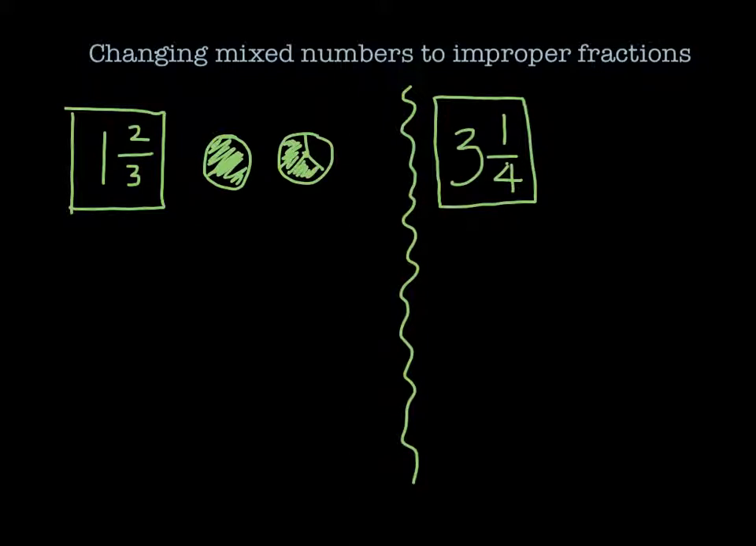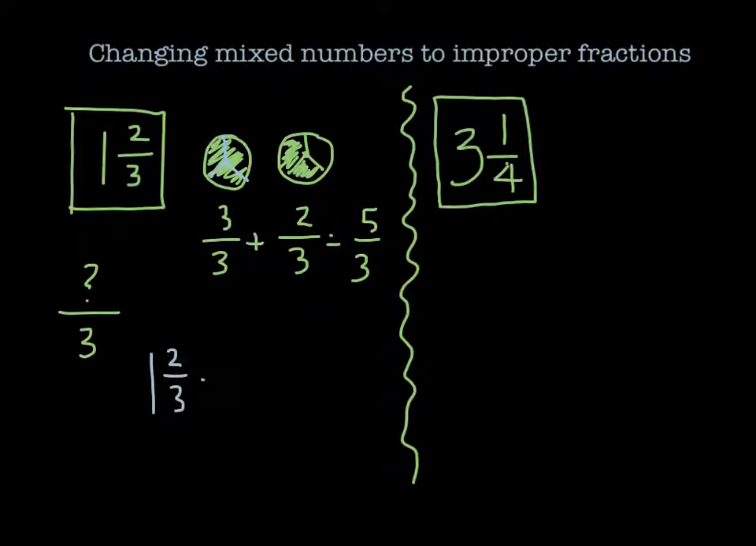The question we want is, how many thirds is that? If we look at our whole, we notice that there are 3/3 in the whole. If we look at our fraction, we notice that there are 2/3 in the fraction, and then we just put those two pieces together, and we know that that is 5/3. So therefore, we have that 1 2/3 is equal to 5/3.